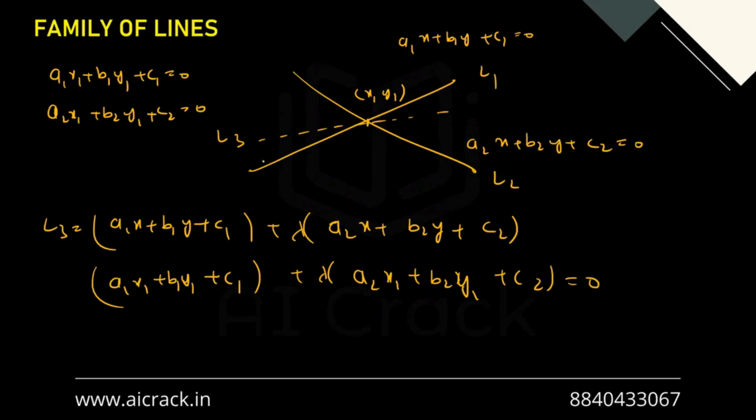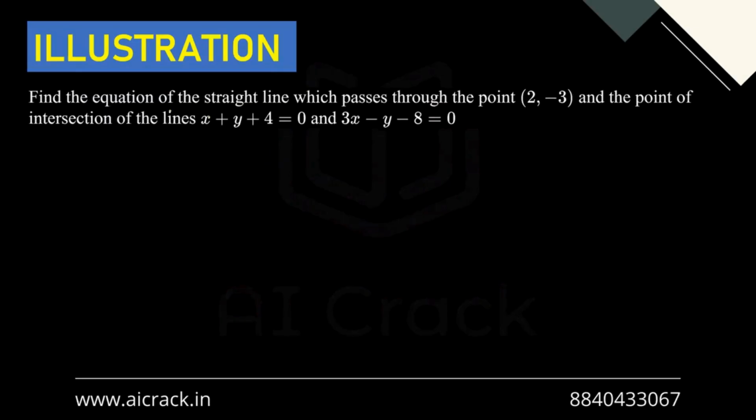So let's see with the help of an example. Find the equation of the straight line which passes through the point (2, minus 3) and the point of intersection of the lines x plus y plus 4 equals 0 and 3x minus y minus 8 equals 0. So initially what we used to do, we used to solve these two lines, find the point, and then use the two-point form to find out the equation of the line, right? But now we'll be doing something else.